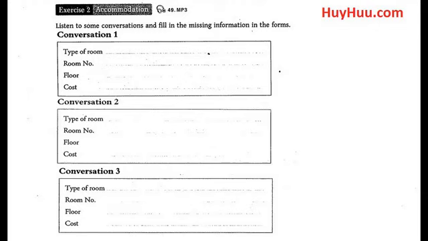Conversation 3. Have you got a triple room for 1 week, please? Yes, room 205. It's on the 2nd floor. How much is it? £30 a night, including a private bath.